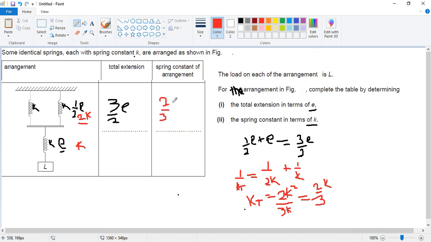It is not magic. I just looked at the total extension. If the total extension is 3 over 2E, then the spring constant is the reciprocal of this value here. You see this? Because when the extension is bigger, the k is smaller. They are inversely proportional. So if I have found the extension, and I see that the extension is 3 over 2E, then the effective spring constant is the reciprocal. You just reverse this. You can try it out. It will work for all systems.